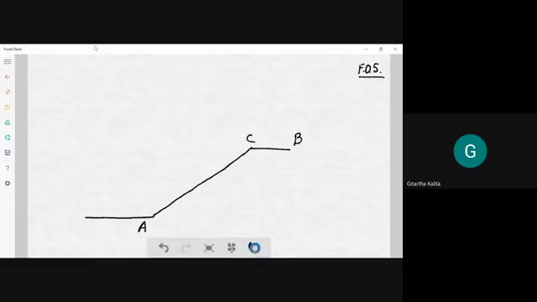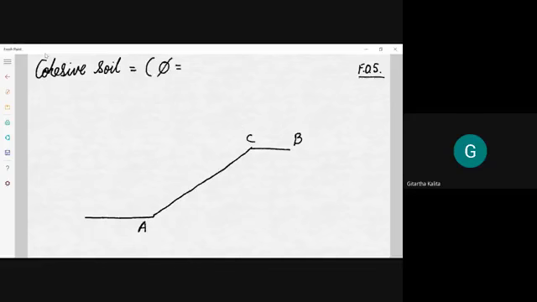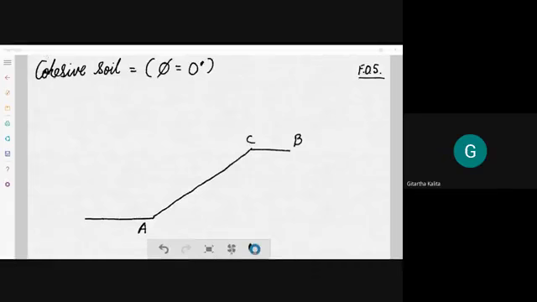Now we first do it for a cohesive soil. In cohesive soil, you have to know one fact: the angle of internal friction is zero. These are some points that you should always take note of. Someone may ask you in MCQs, multiple choice questions in competitive examinations, what is the value of phi for cohesive soil, for dense sand, for loose sand, for compacted sand. People might ask you what the angle of internal friction is.